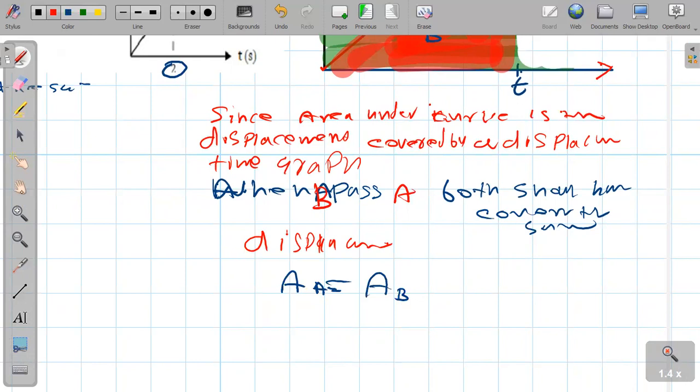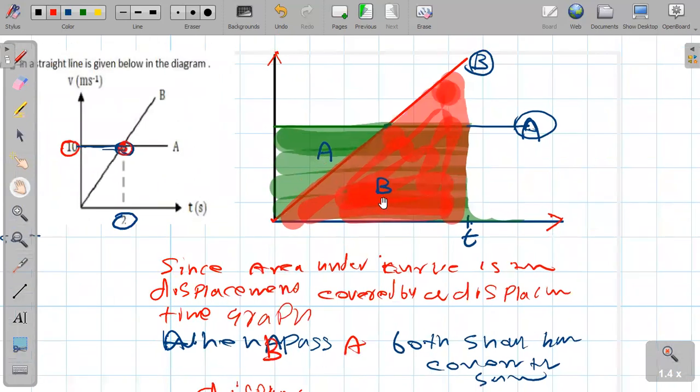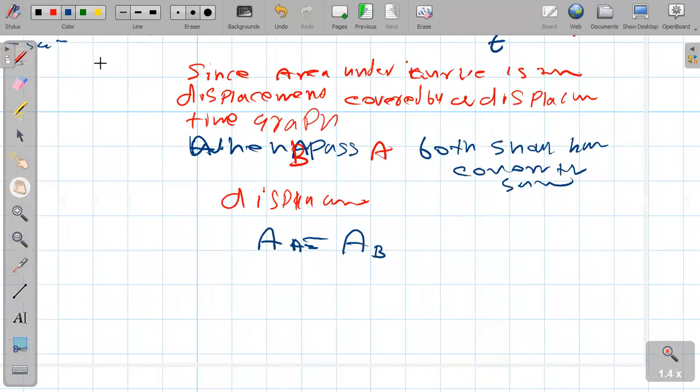Right. There is one condition too. What is that condition? A has already made some displacement of 12.5. This one has to cover the entire area. So the area of B should be equal to 12.5 plus this entire area of A.